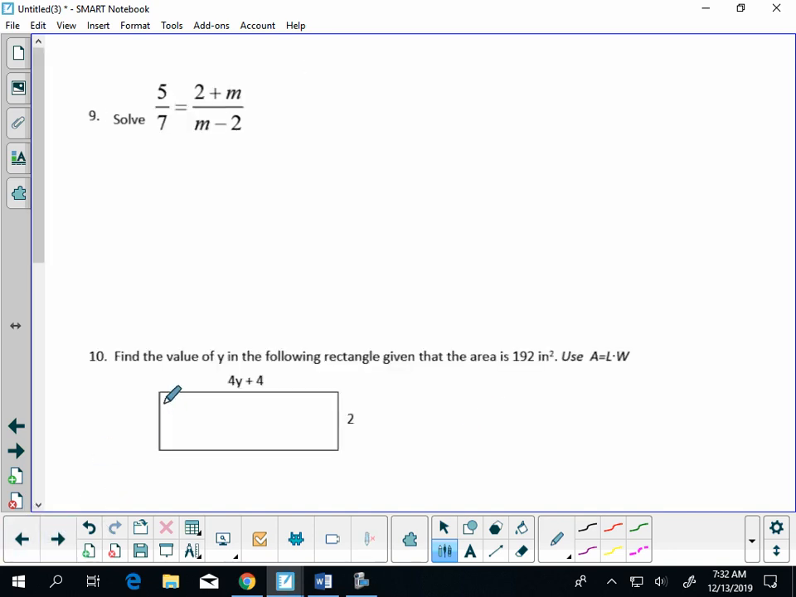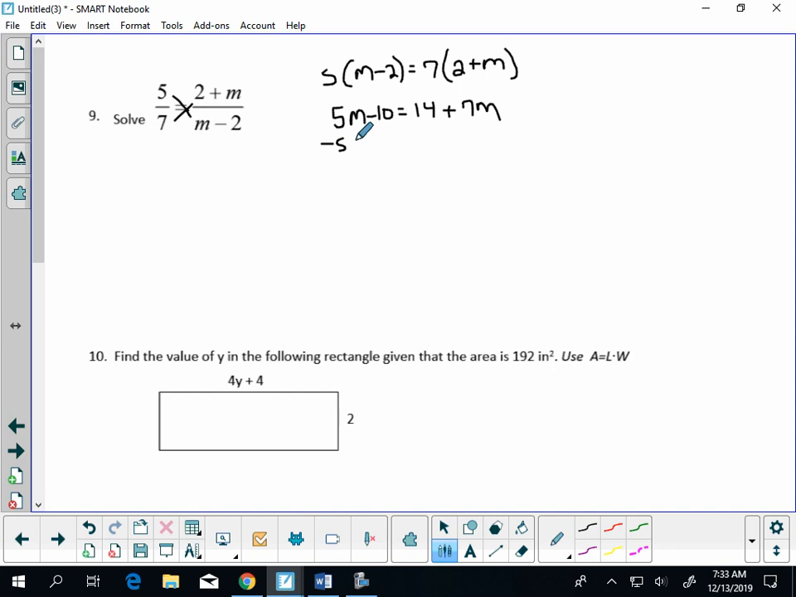Number 9, that's a proportion. As soon as I see a proportion, I think cross multiply. So that's going to be 5 times (m - 2) equals 7 times (2 + m). 5m minus 10 equals 14 plus 7m.